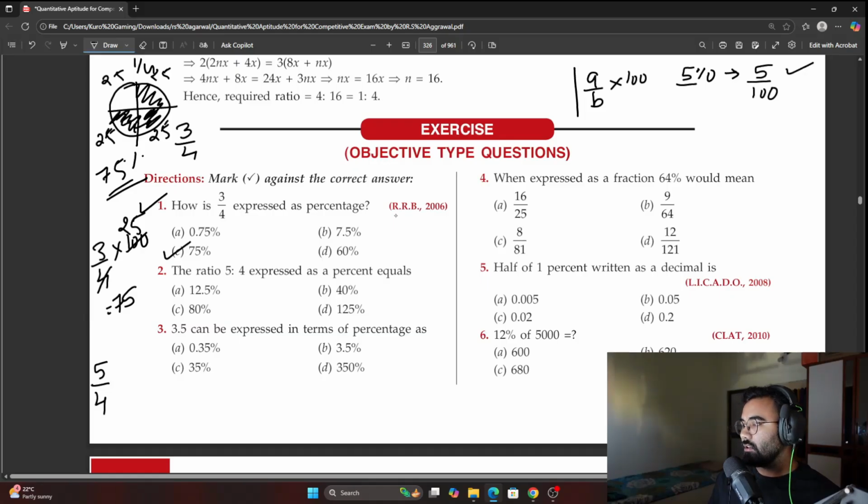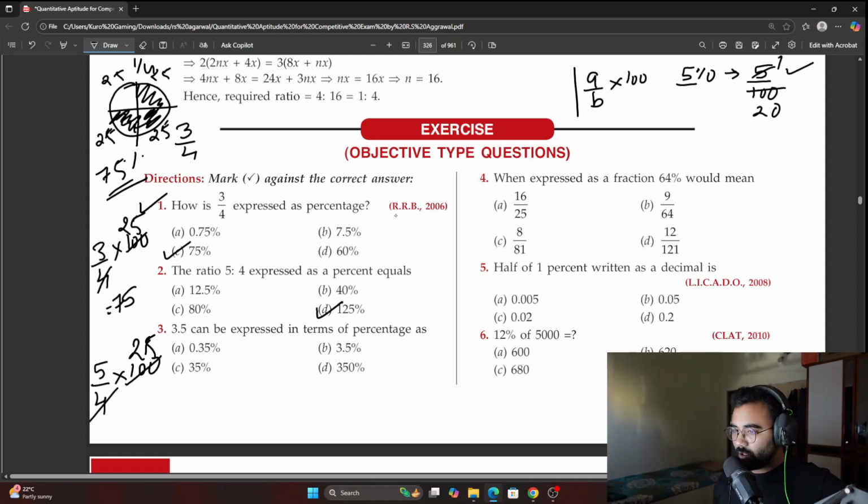Okay, so yes, over here, the ratio of 5:4 is basically a fraction of 5 upon 4. Now you need to express this as a percentage. All you need to do is simply just multiply it by 100. 25 5s are 125, so you get the answer 125%.